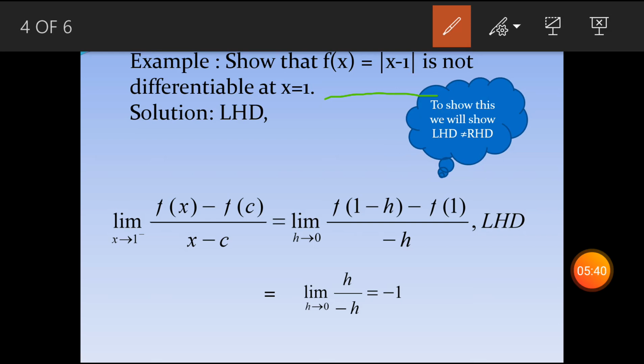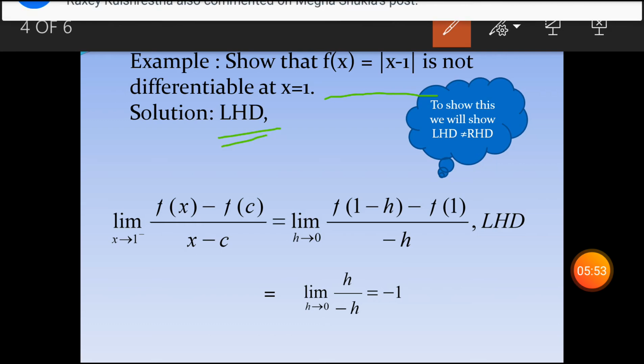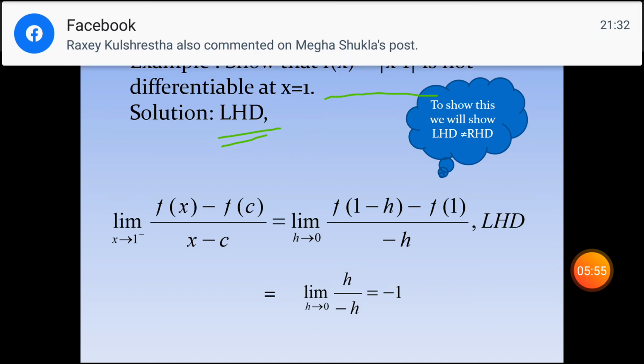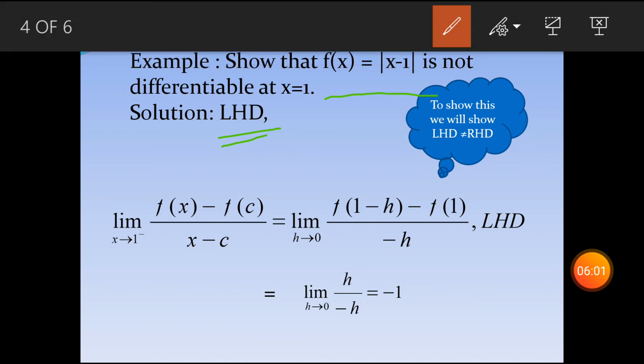Whenever you want to show that a function is not differentiable at a certain point, you just show that the left hand derivative is not equivalent to the right hand derivative. Again, I discussed this in the definition of differentiability. So this is what you are going to consider. If you remember the definition, what was that?